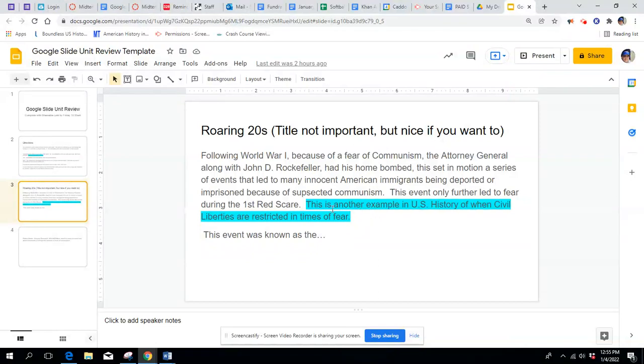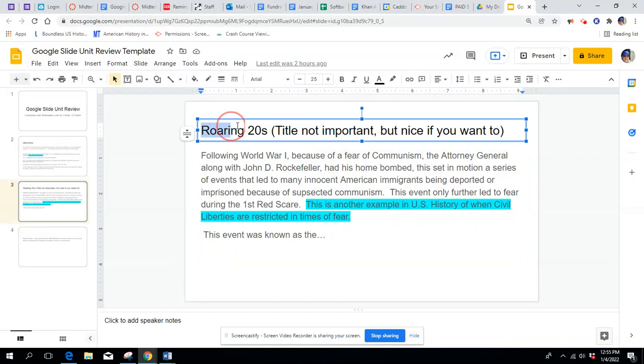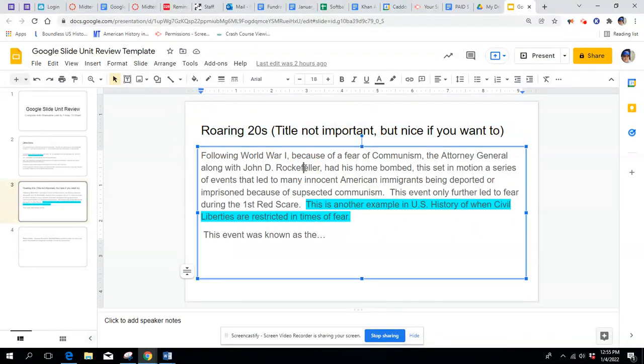And this is how it connects to parts of U.S. history. This is the hard part. Again, if you can't do this, don't worry about this highlighted section. This is another example in U.S. history of when civil liberties are restricted in times of fear. This event was known as the, okay, and just before I give you the answer, you don't have to put the unit up here, but if you want to, that's totally cool. If you want to put all these clues in bullet form, that's cool too, okay?